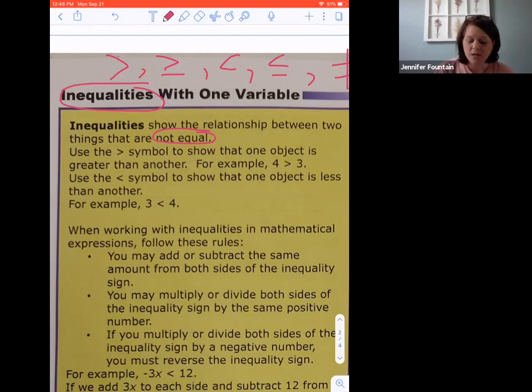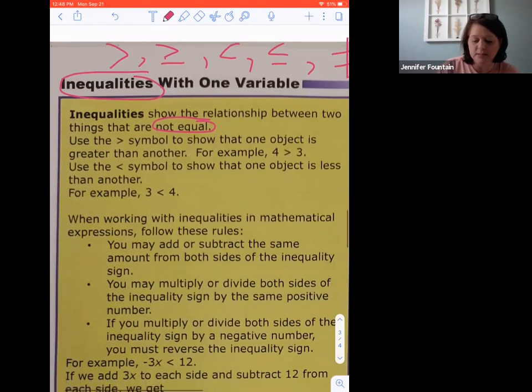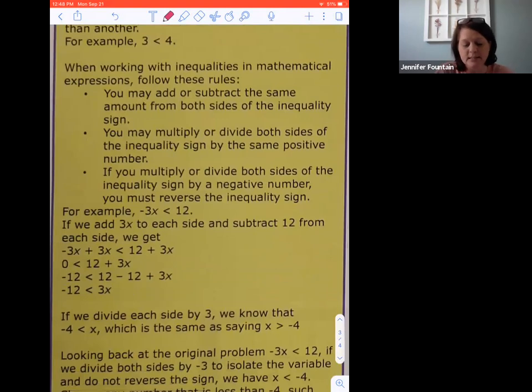Here are a couple of things it mentions about working with inequalities. It says when working with inequalities and mathematical expressions, follow these rules. The first thing is you may add or subtract the same amount from both sides of the inequality sign. Just like when you're solving an equality and you have to move something from one side to the other by adding or subtracting, you do it exactly the same way as you do with an equality.